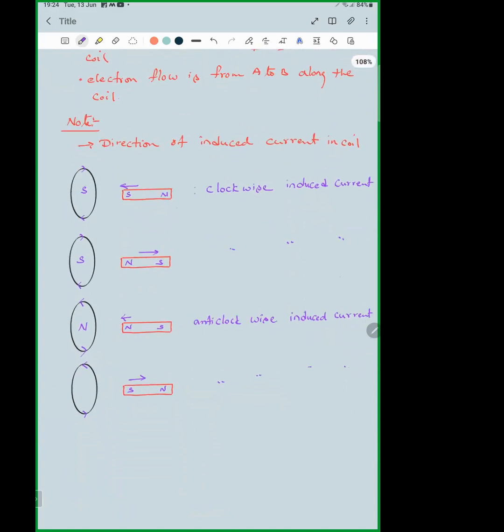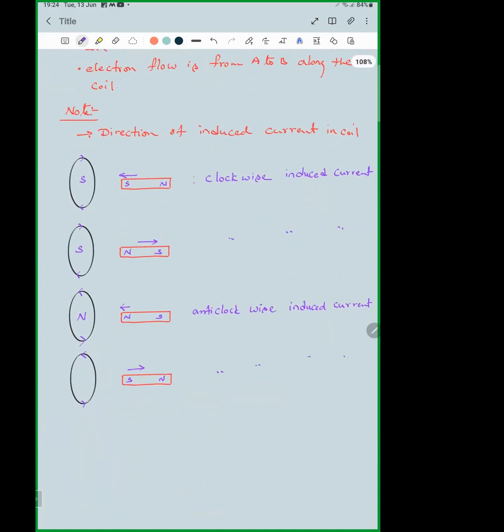Suppose in the next case, if it is north and it is south, the magnet is rotated here, there is no induced current. There is no induced current in this case.